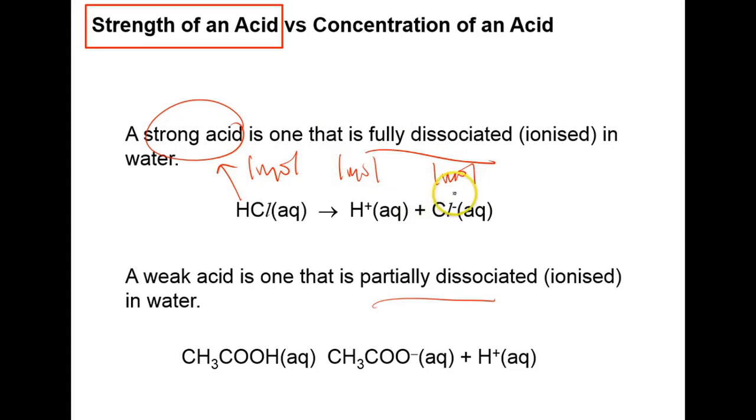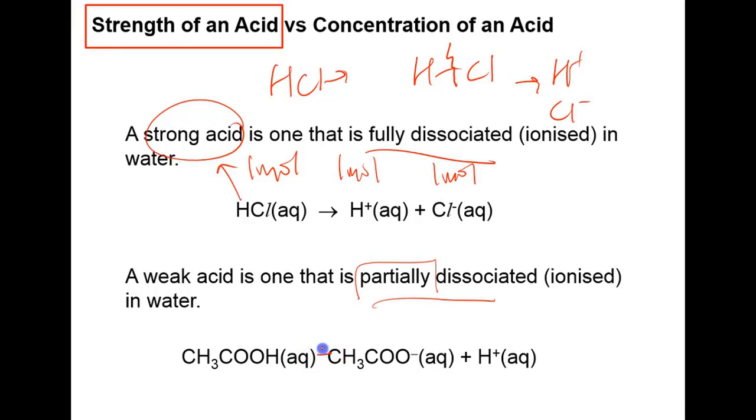So let's ignore this part first because this is the more important part. If I have 1 mole HCl, I would get 1 mole of H plus in water. Because why? HCl is fully dissociated. The HCl bond breaks to give me H plus and Cl minus. So a weak acid is one which is partially dissociated. It means it is not fully dissociated or not fully ionized in water.